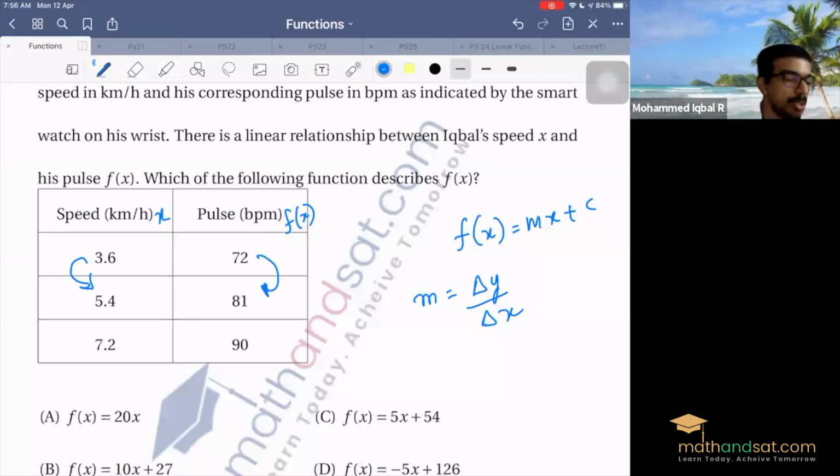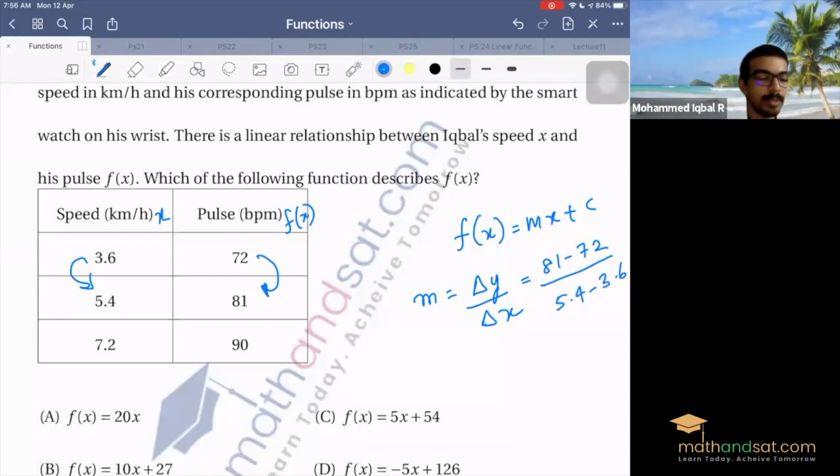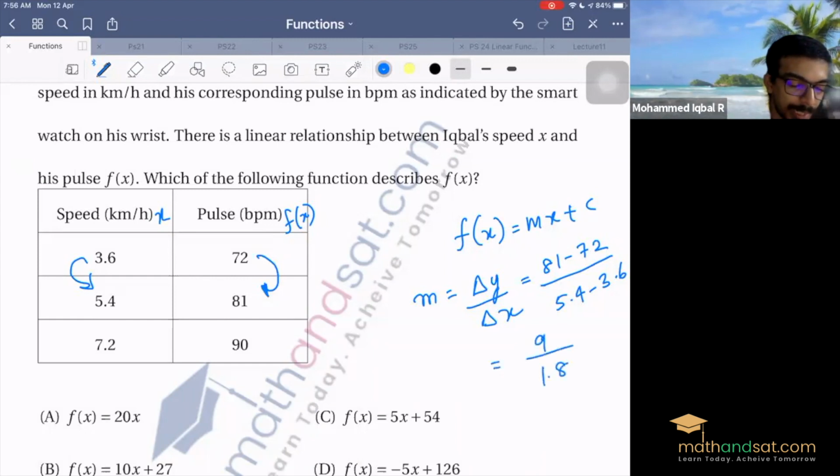Change in y will be 81 minus 72 when the corresponding change in x is 5.4 minus 3.6. Please calculate this. This is going to be 9 over 1.8, which is 5. Your m value is 5.